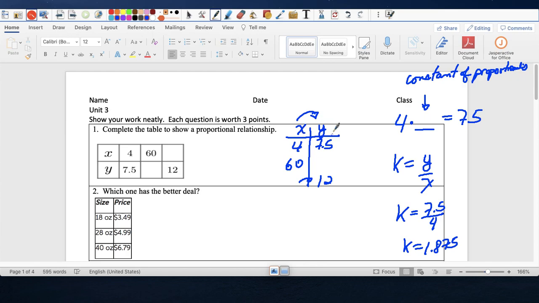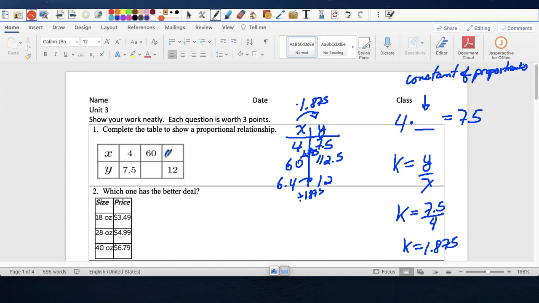So to go from x to get to y, we multiply by 1.875. And then the 60 likewise multiplied by 1.875. And just the 12, we're going backwards, it's going to be divided by 1.875. And that's your relationship, right? So let's do 60. 60 times 1.875, we should get 112.5. And then the 12, right? So something times 1.875 equals 12, we just got to divide. And you get 6.4.